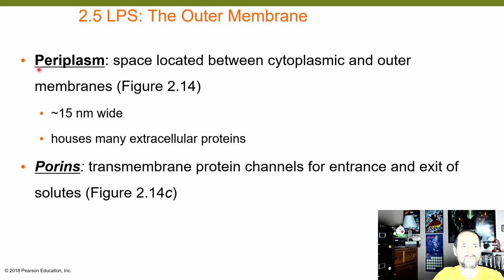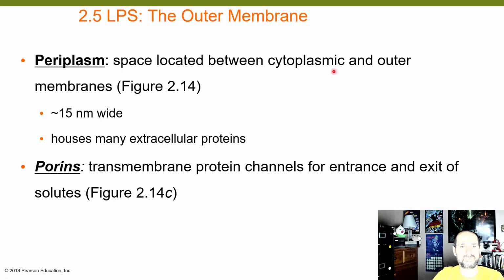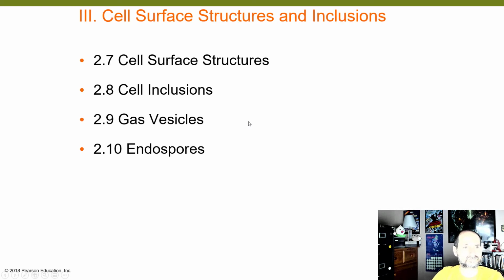And remember what I told you about the periplasm, this space here between the inner and outer membranes? Space located between cytoplasmic and outer membranes. It can house many extracellular proteins. So that's all for the cell wall.